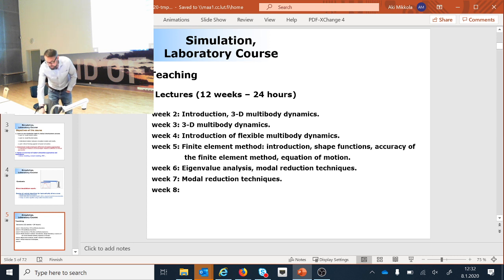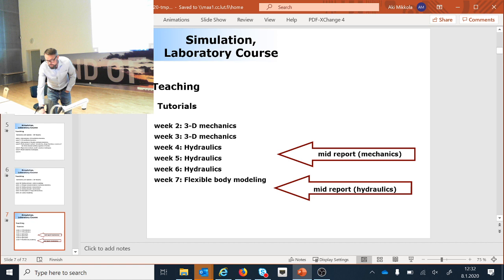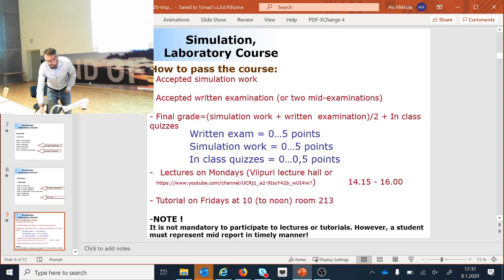Then I guess this is what will follow in the second semester. These are related to tutorials. We are not going to cover that, but we will get back to that next week. What are the requirements to pass the course? Well, you have to do the simulation work independently. You have to do it in an acceptable way, and that will be half of the grade. The second half will be related to the written exam.